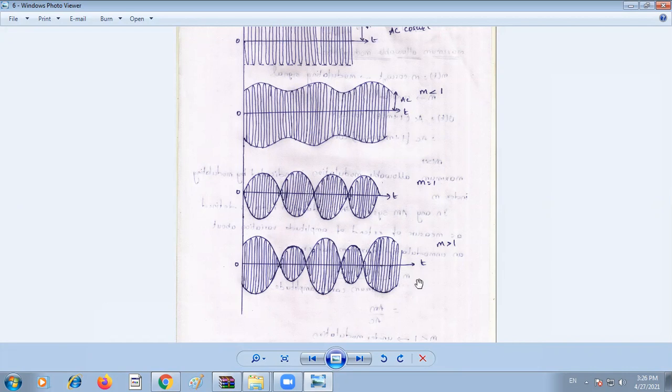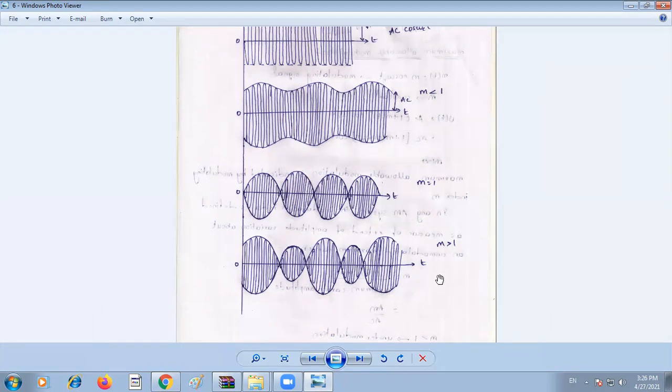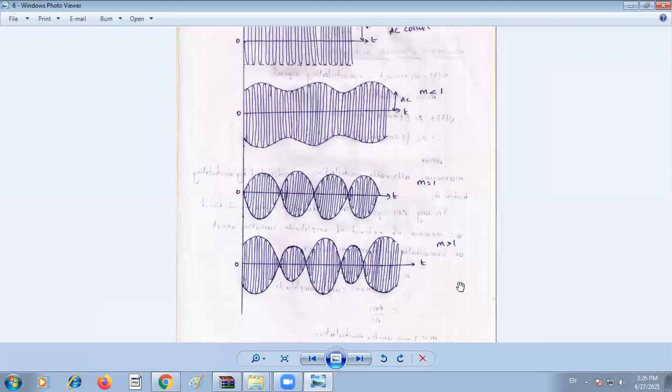That's why M greater than one condition is the overlapping condition. In the overlap condition, the signal may not be recovered. So that's why the maximum allowable condition is only M less than one condition. So that is depending upon the modulation index M. So this is nothing but the allowable modulation is M less than or equal to one condition.